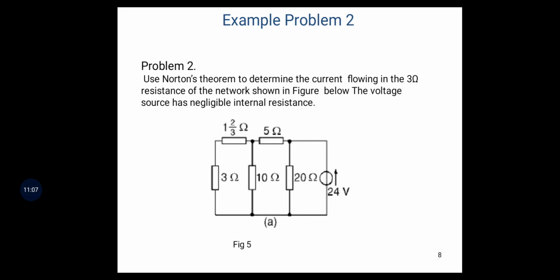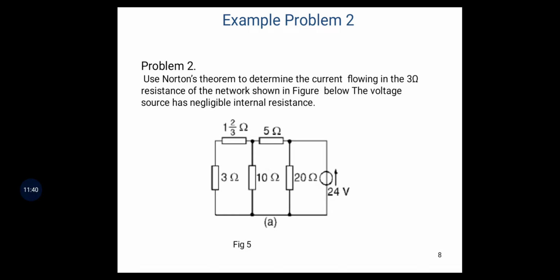Here is another example. Use Norton's theorem to determine the current flowing in the 3 ohm resistance of the network shown in the figure below. The voltage source has negligible internal resistance. Here a 24 volt voltage source is there, and the resistors are 20 ohm, 5 ohm, 10 ohm, and 3 ohm.